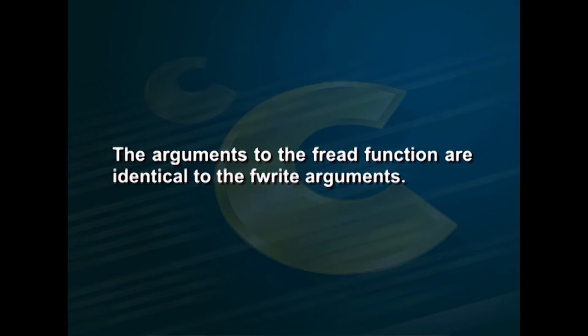Inside the loop, each record is read in turn from the disk and displayed on the screen. Note that the arguments to the fread function are identical to the fwrite arguments. The file can be read sequentially because after each read occurs, the file position is moved to point to the first byte of the very next record. Note also that the feof function does not indicate that the end of the file has been reached until after an attempt has been made to read beyond the end of file marker.